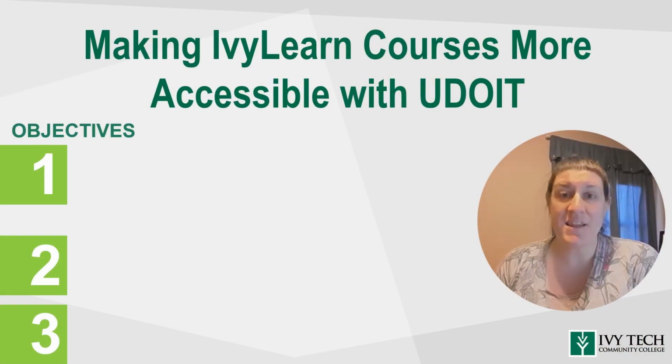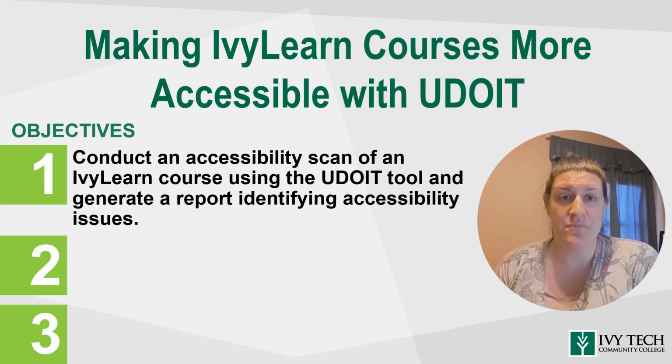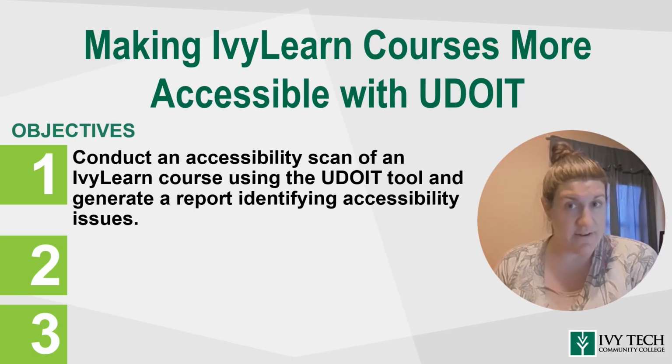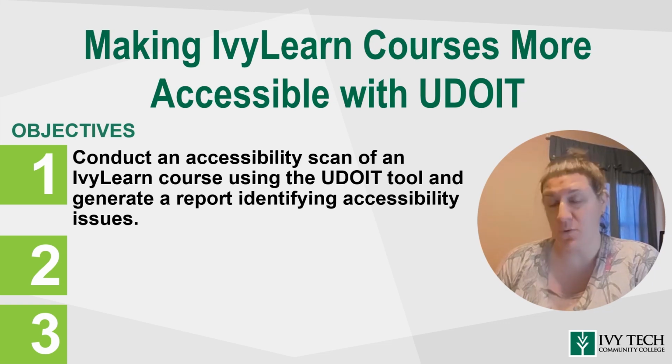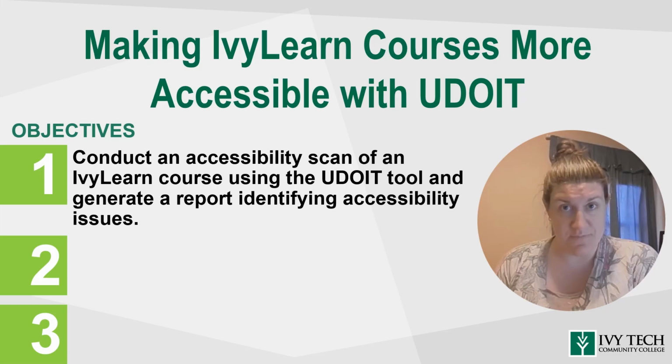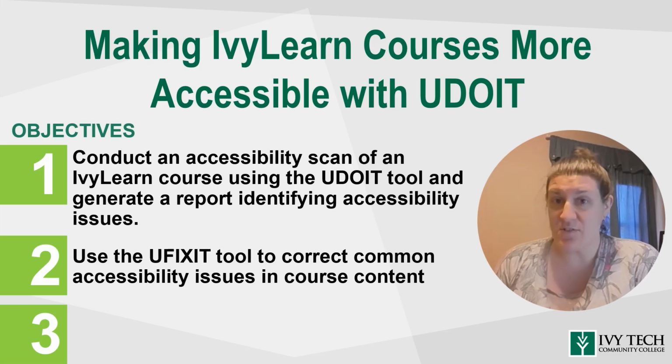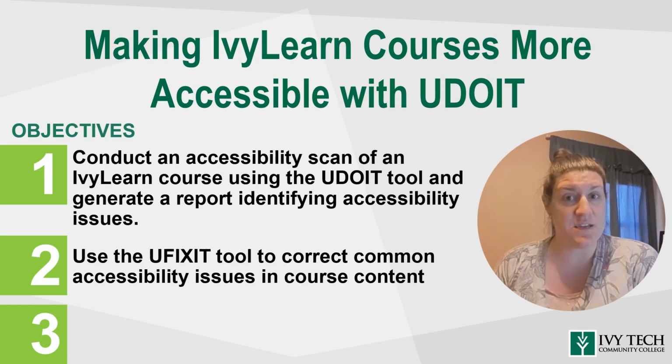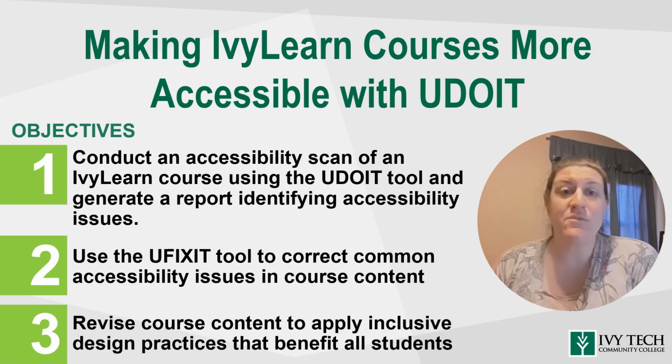It's about creating a course experience that works for everyone, including students using screen readers, navigating by keyboard, or learning on the go. By the end of this video, you should be able to conduct an accessibility scan of an IvyLearn course using the UDOIT tool and generate a report identifying accessibility issues. Use the UFIXIT tool to correct common accessibility issues in the course content, and revise course content to apply inclusive design practices that benefit all students.